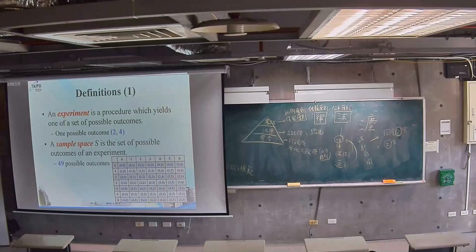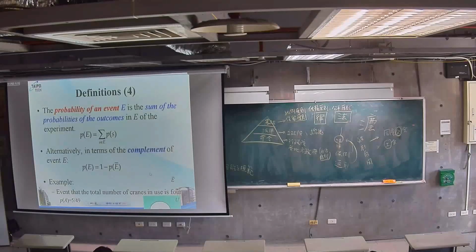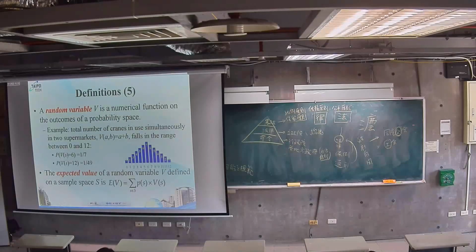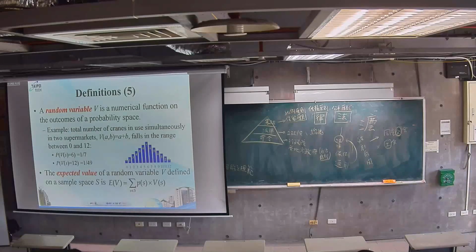So how many outcomes will be on this diagonal? There will be 7 outcomes. So for this case, we have 7 possibilities, 7 outcomes for this condition. This condition says the total number of crayons in use is 6. That means we have 7 outcomes that will support this condition.